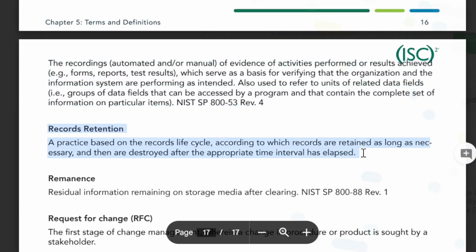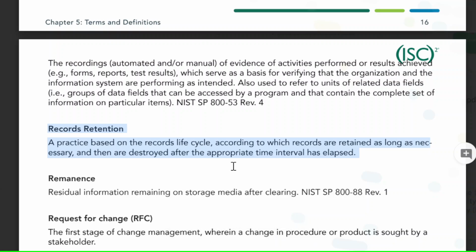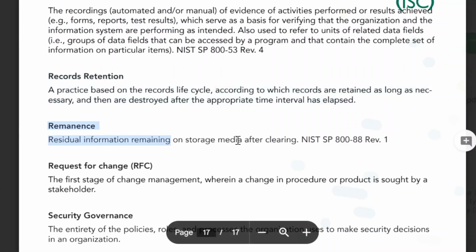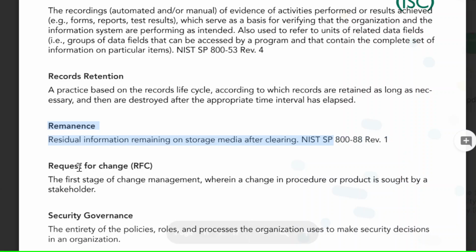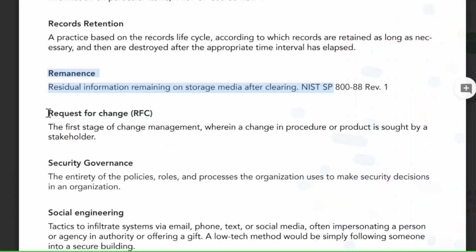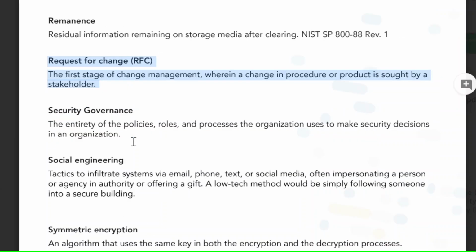We have record retention, a practice based on the record's life cycle, according to which records are retained as long as necessary and then destroyed after the appropriate time interval as encapsulated. Then remanence, residual information remaining on the storage media after clearing. Then request for change, the first stage of change management, wherein a change in the procedure or product is sought by stakeholders.